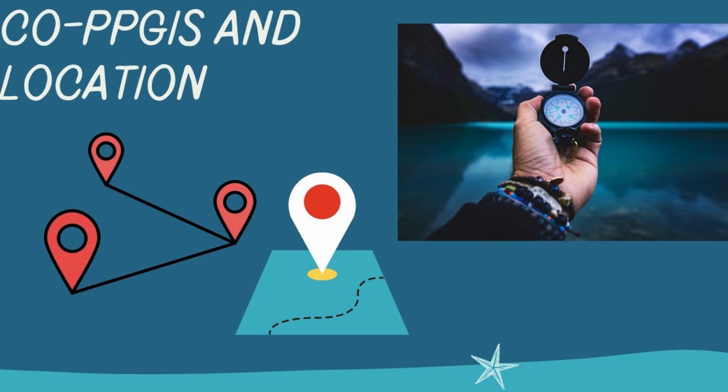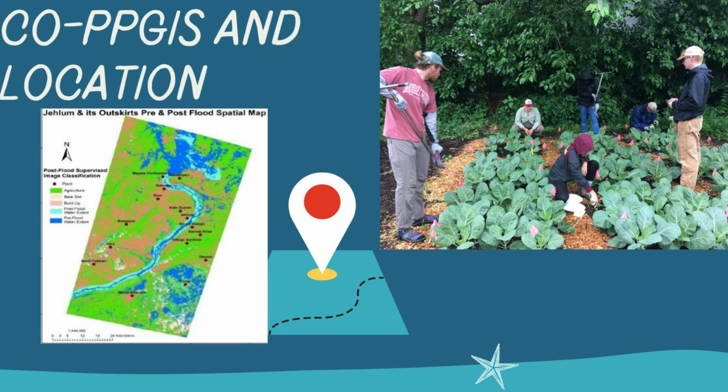One example of how Co-PPGIS can be used to find locations is in identifying suitable sites for community gardens. By involving local residents in the mapping process, it is possible to identify areas that are currently underutilized but have potential for growing food. This can help to improve access to fresh produce for the community while also promoting social interaction and engagement. Overall, Co-PPGIS is a valuable approach for finding locations that are of importance to the local community.